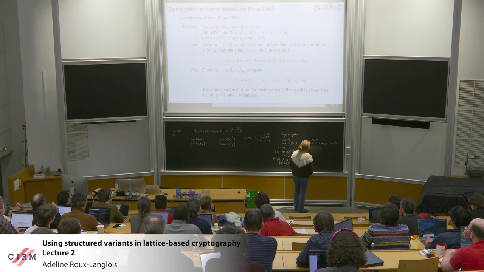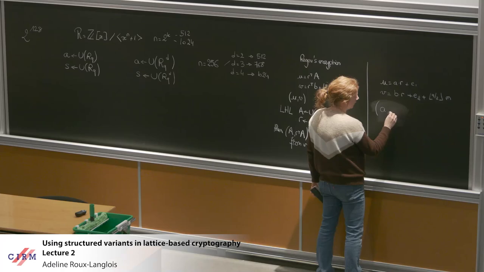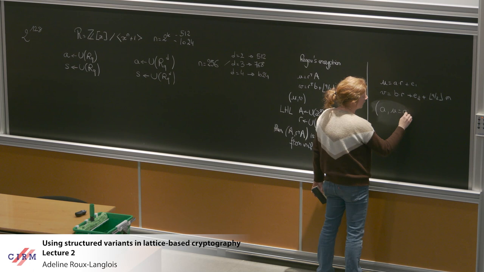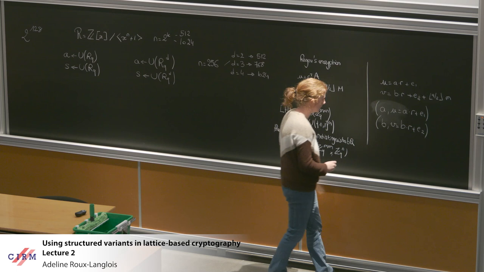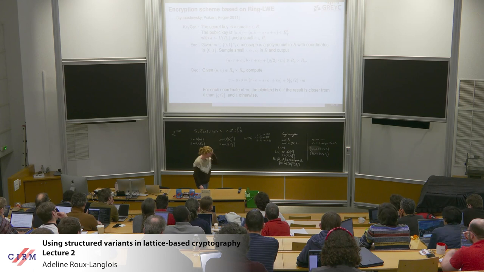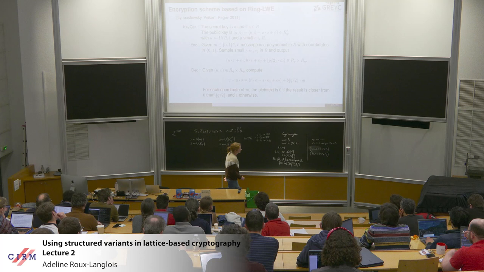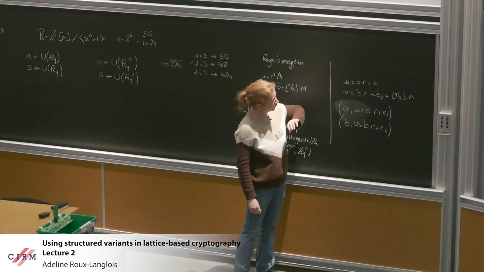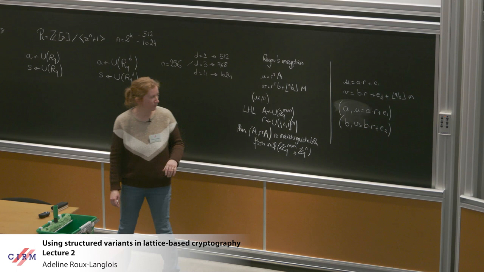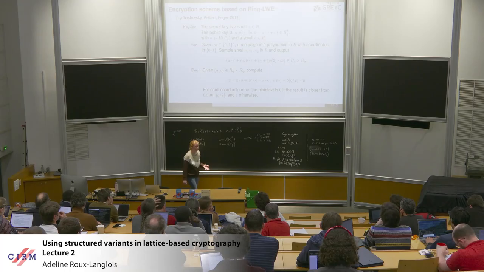So I know A, U equals A times R plus E1, and I know B, V equals B times R plus E2. I want to show that U and V still look uniform even if you know A and B. Does it look familiar?